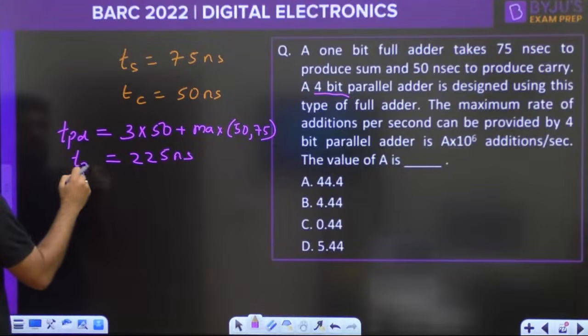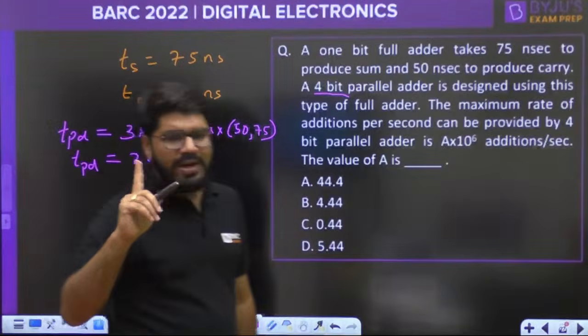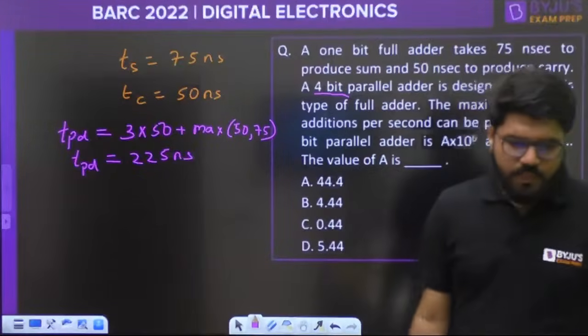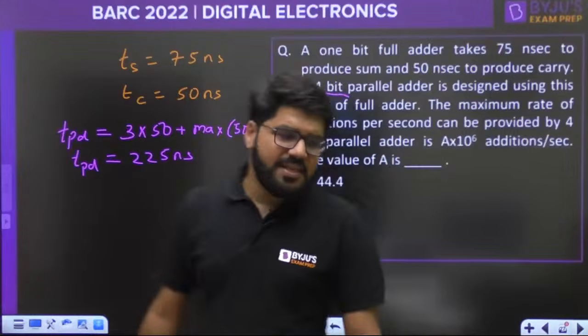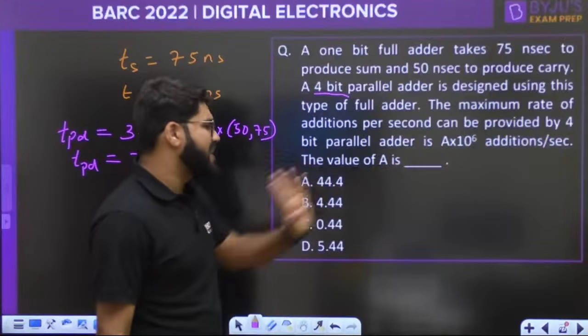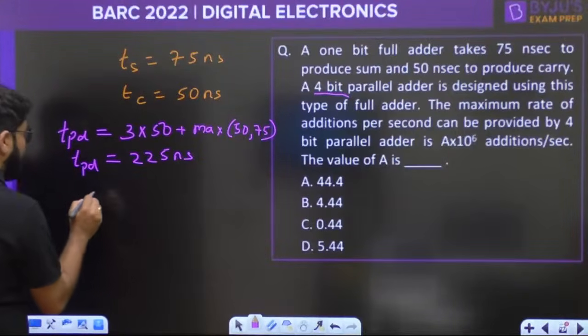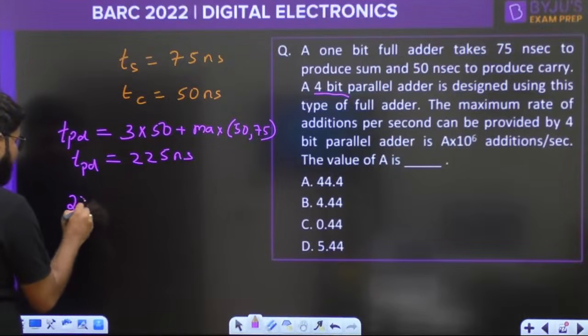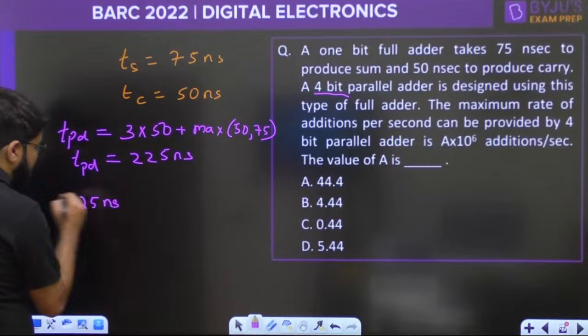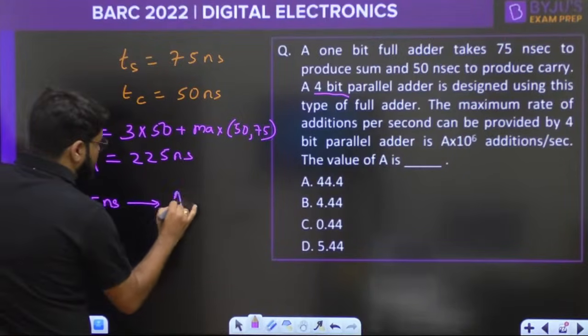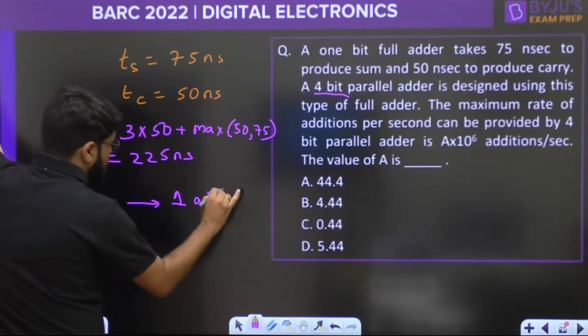Okay, this is the delay. This is the time required for one addition. Now the question is asking what is the rate of additions per second. So let us understand it like this. Per second, so in 225 nanoseconds, I am able to do one addition.